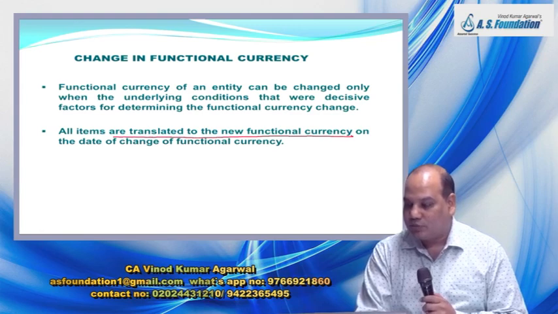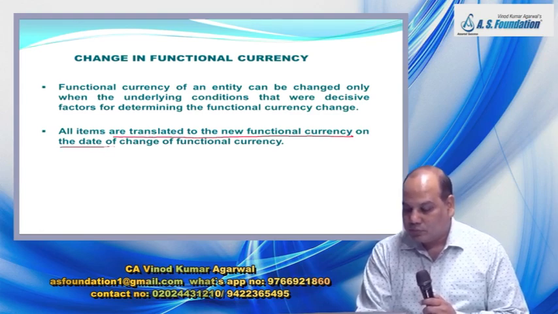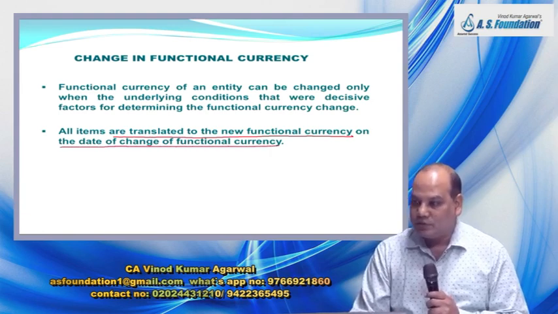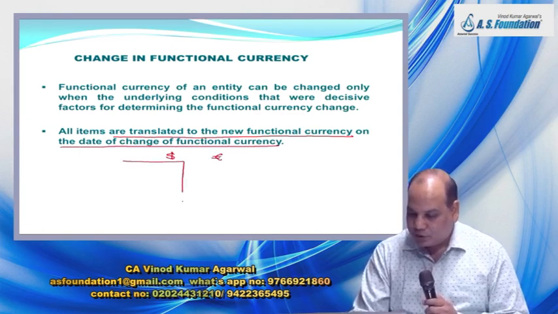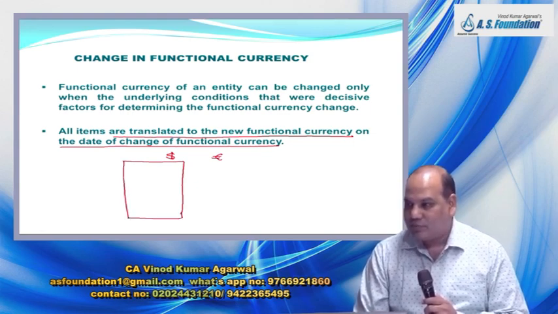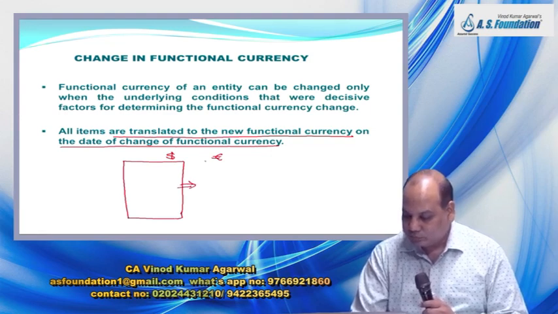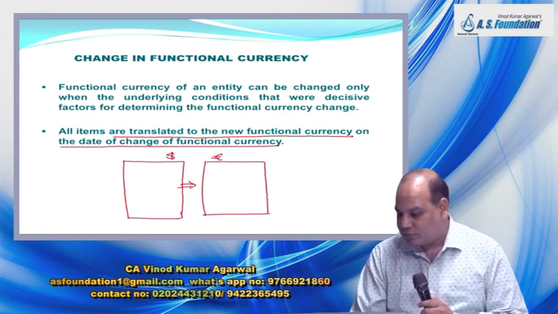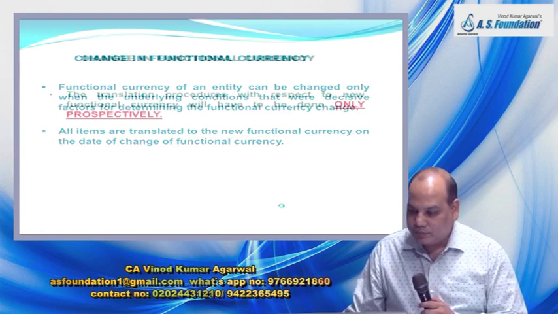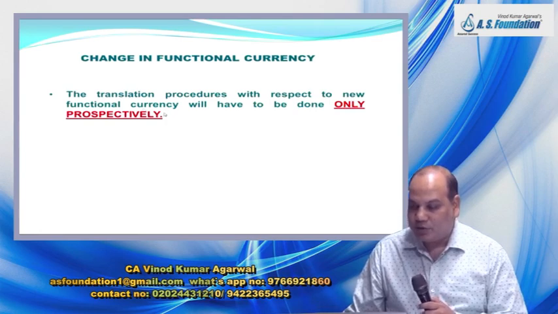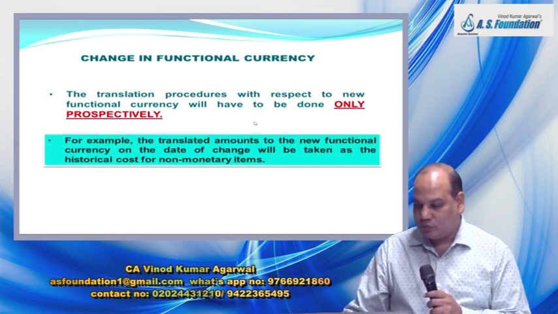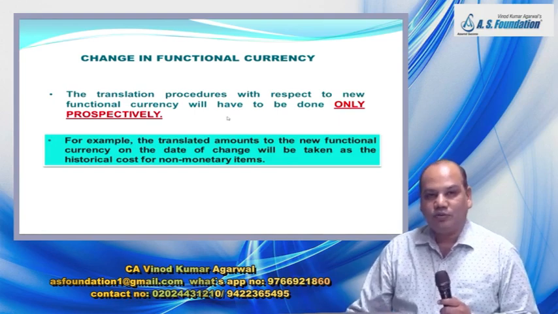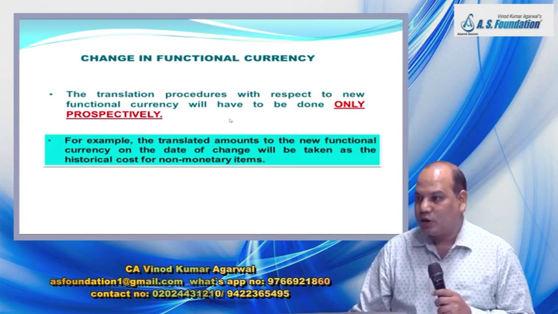All items are translated into new functional currency on the date of change of functional currency. So functional currency may change from dollar to euro. So first prepare your financial statement in this currency, dollar, and then convert all the items into euro. Is it right? Next important point, any change will be given prospective effect. What is prospective effect? Don't go into the past now. Okay. And this line becomes important for those non-monetary items which are carried at historical cost.